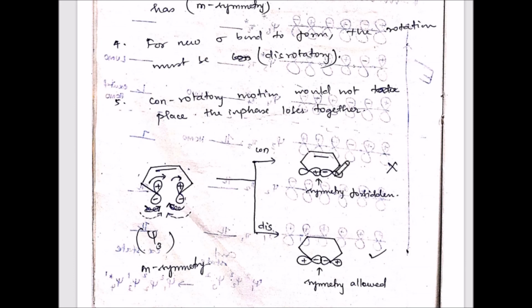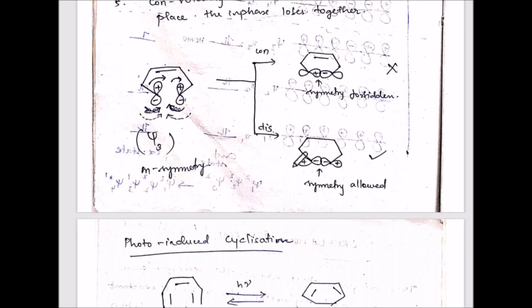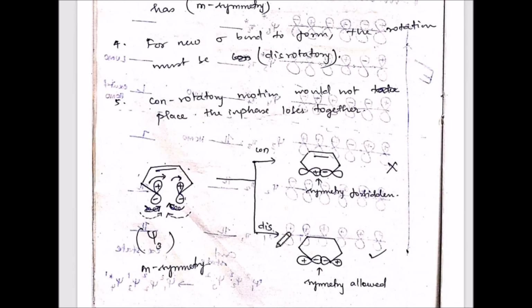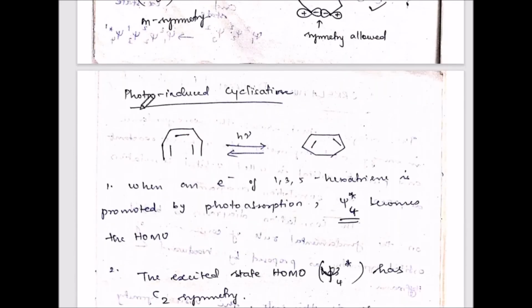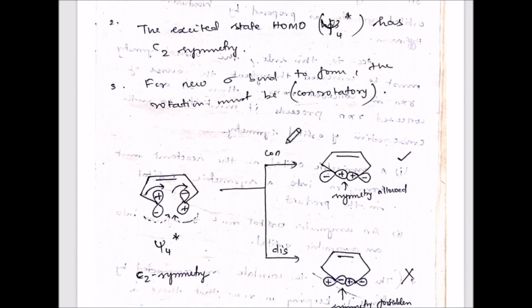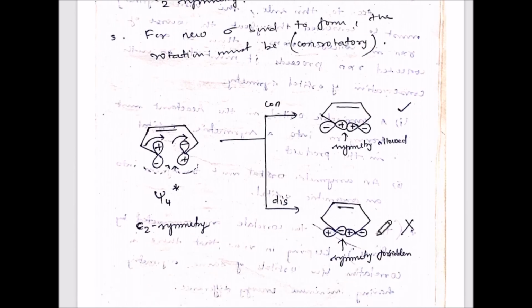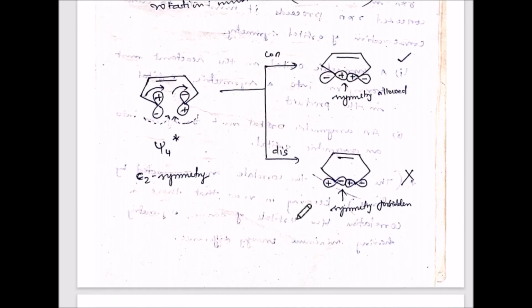When I do con, it is symmetry forbidden. Plus will come here and minus will come here, so it is symmetry forbidden. But when I do dis, it is possible. When I do it in opposite direction, this minus and minus combine and it is symmetry allowed condition. Correct? This is how you do. So in 4n plus 2, for thermal condition, dis is allowed. But for photochemical condition, when I do con rotation, plus and plus join and it is allowed. But when I do dis, it is symmetry forbidden.